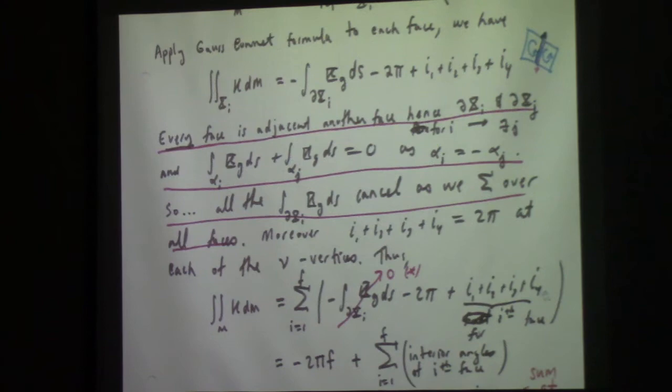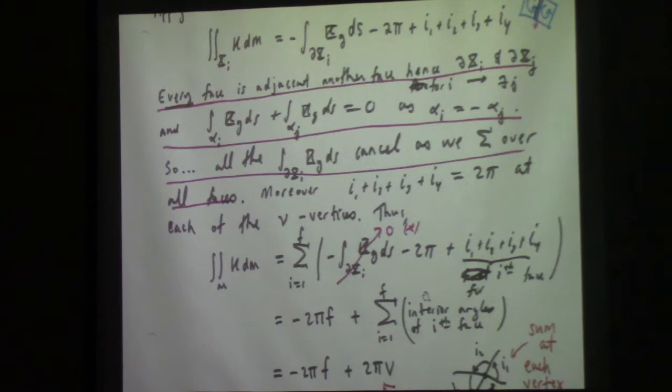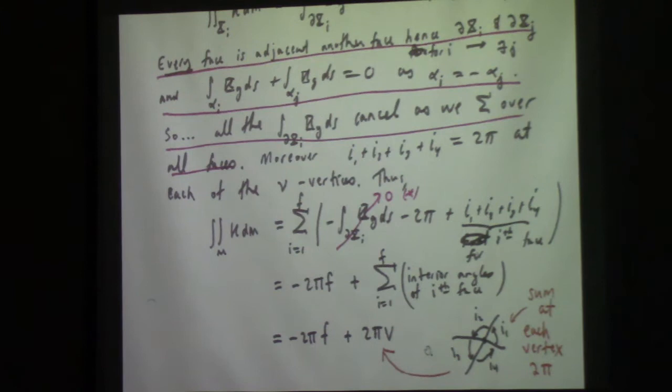plus that. Let's see here. So I get minus 2 pi F. Where's that F coming from? Why is it minus 2 pi F? The sum is over i equals 1 to F. We're adding minus 2 pi to itself F times, so minus 2 pi F is what this term gives us. On the other hand, we're looking at the sum, i equals 1 to F, of the interior angles of the i-th face. And I claim that that is 2 pi V.